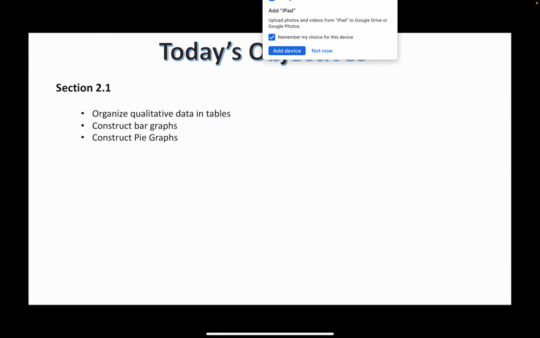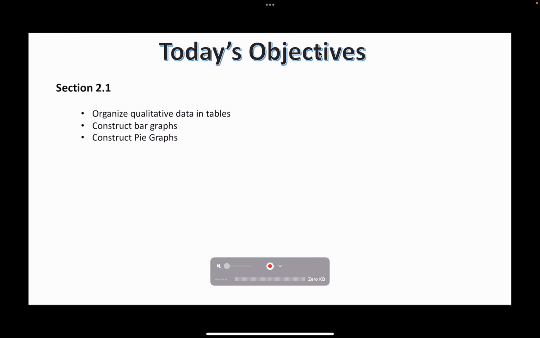Now we're looking at section 2.1. So in section 2.1, we're going to be looking at qualitative or categorical data. And we're going to look at how we can organize it in tables. We're going to construct some bar graphs and pie graphs.